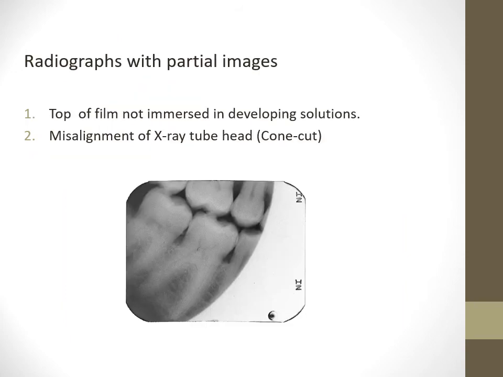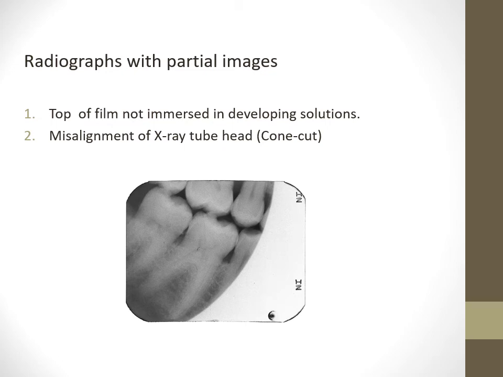Next is radiographs with partial images. Top of the film not immersed in developing solution. See to that the whole film has to be immersed into the developing solution. If a part of it is not immersed, you have a partial image. Radiographs with partial image. Second is misalignment of the X-ray tube head, which is called a cone cut.